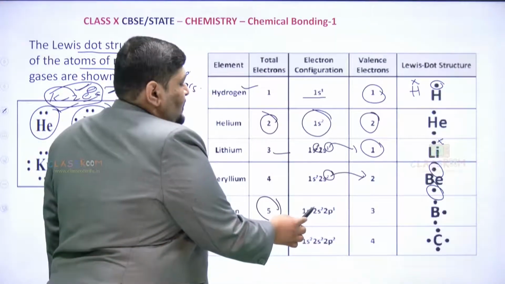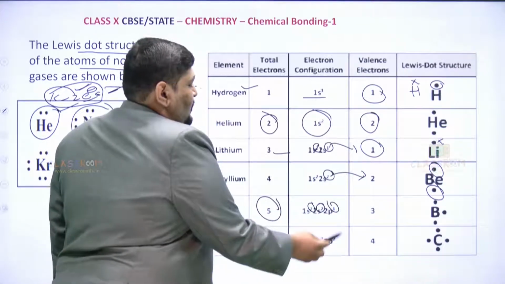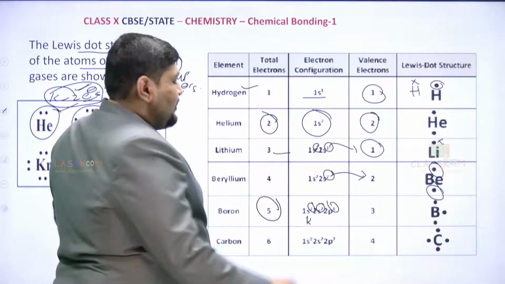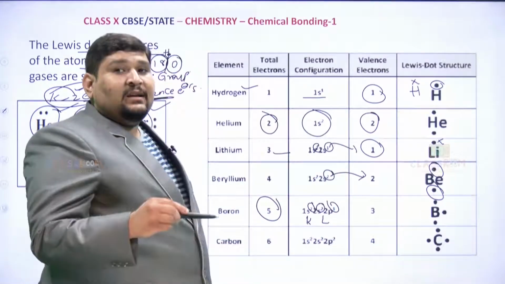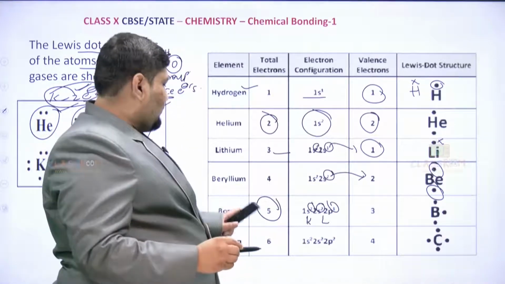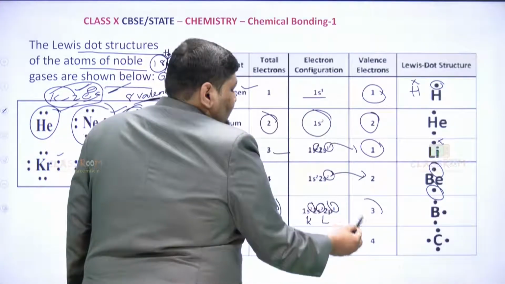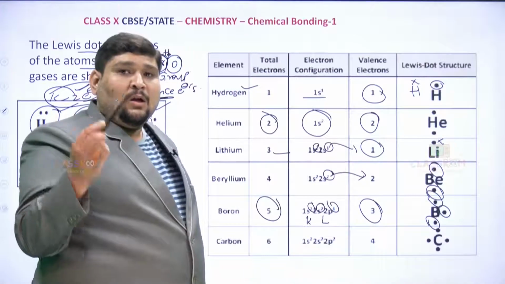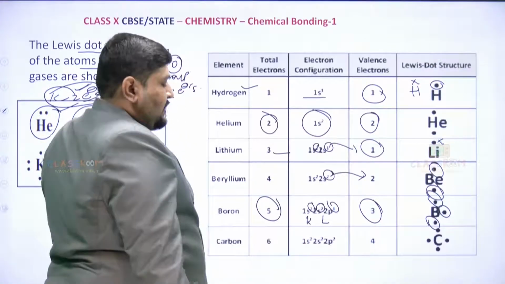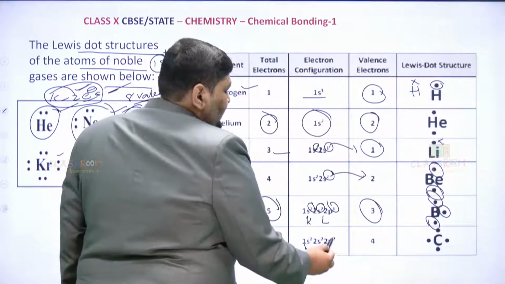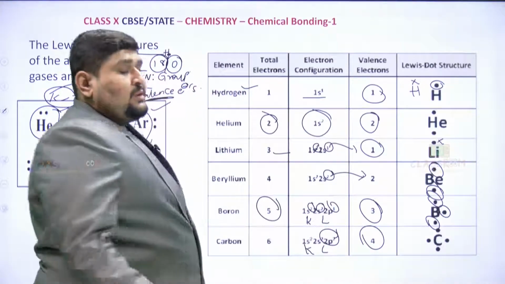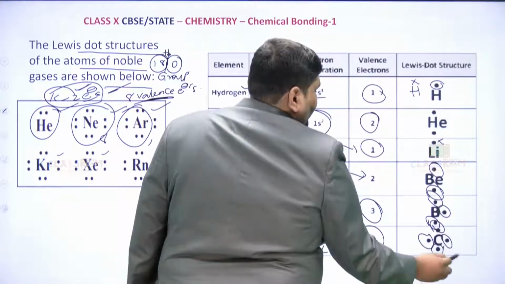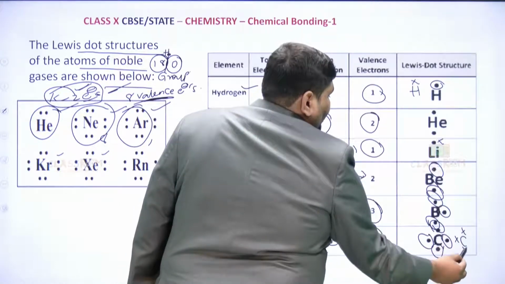Similarly for boron, as per the configuration by shells, the K shell is filled and it is left with the L shell acting as the outermost shell, with 3 valence electrons, 2 plus 1, so you see 3 dots, or you can represent them with crosses. Then for carbon, the K shell is filled and the L shell is filled with 4, 2 plus 2, the 4 valence electrons, which are represented in the form of dots, or you can write them as crosses.